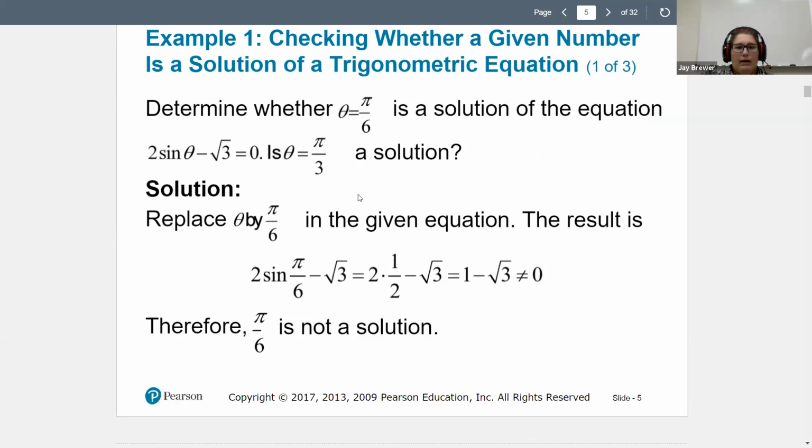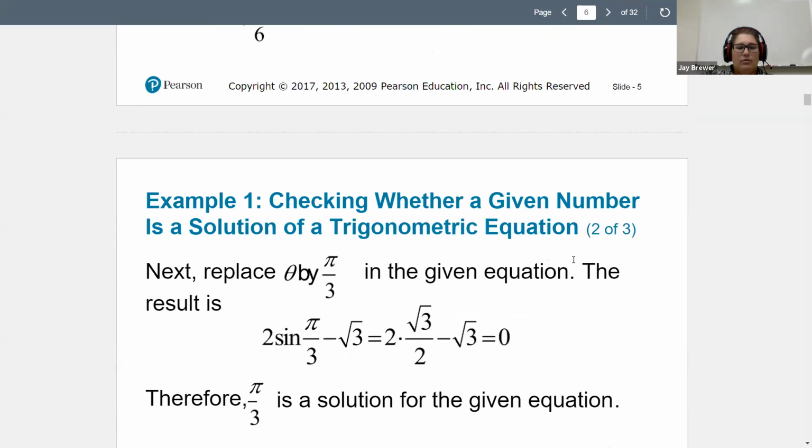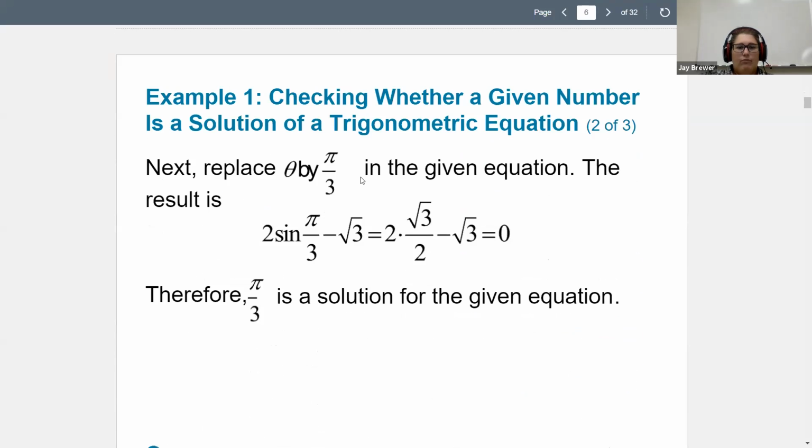Okay. What about pi over 3? What would sine of pi over 3 be? Luckily, it's one of the examples, so they give it to us. If we plug it in, sine of pi over 3 is the square root of 3 over 2. The 2's cancel. Radical 3 minus radical 3 is going to give us a 0. Therefore, pi over 3 is a solution. Okay?